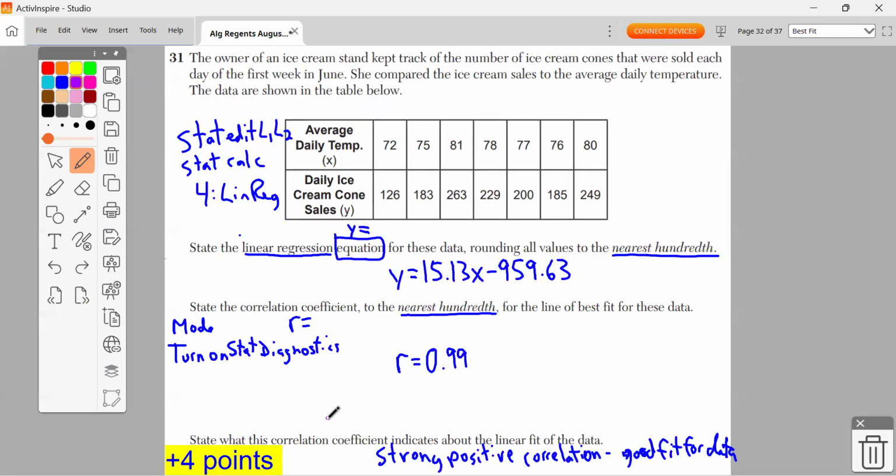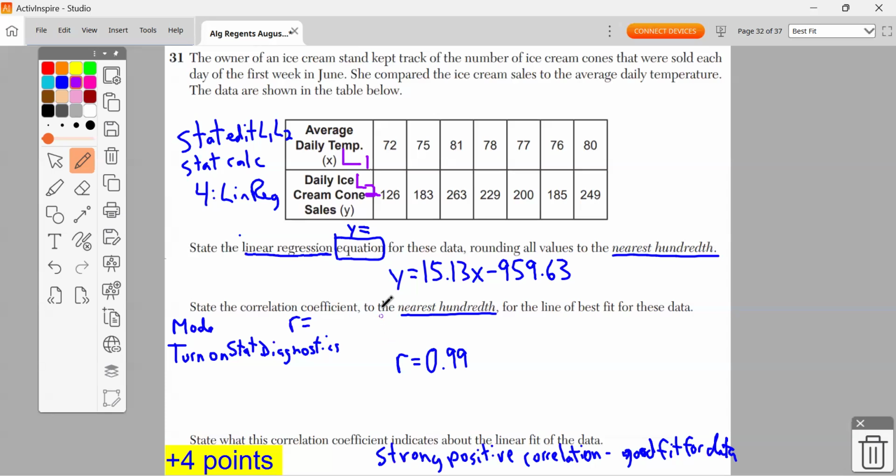In question number 31, this is our first 4-credit question. The owner of an ice cream stand kept track of the number of ice cream cones that were sold each day of the first week of June. She compared the ice cream sales to the average daily temperature, and that's shown in the chart below. The first thing that we want to do is type this into our stat edit L1 and L2. Stat calc number 4 for linear regression. It says state the linear regression equation.